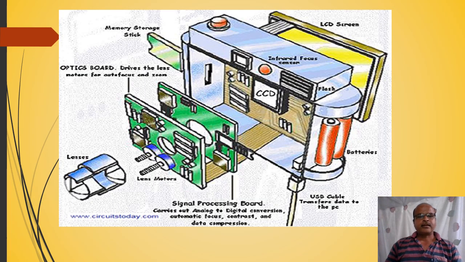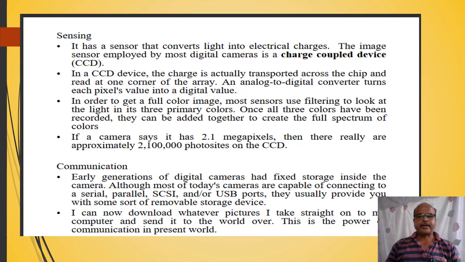So this is a generalized figure of a digital camera. This is the front panel, that is an LCD screen. Then the memory storage switch is there. Then the optic board or drives. The lens is there. Also motors are used. Then lenses are there. Then a USB cable, as shown in this figure. Then the signal processing board is inside there. Then the most important part is a CCD, that is a charge coupled device, used in a digital camera.